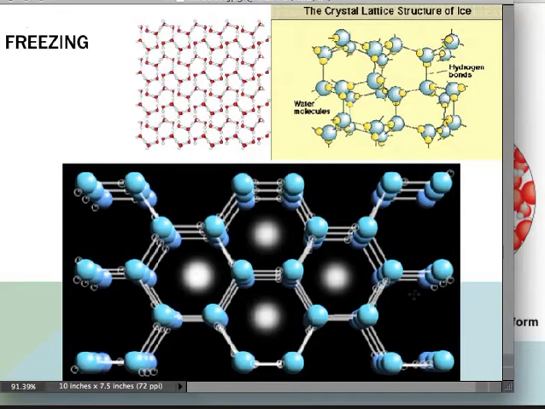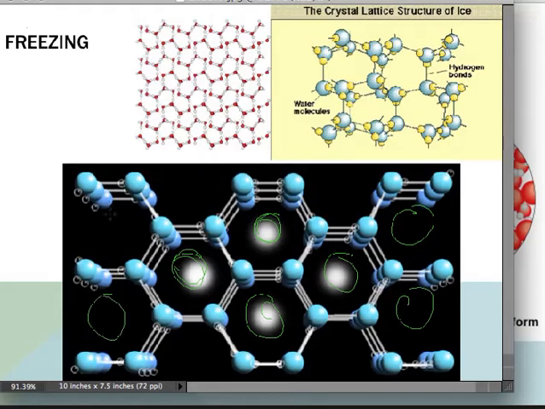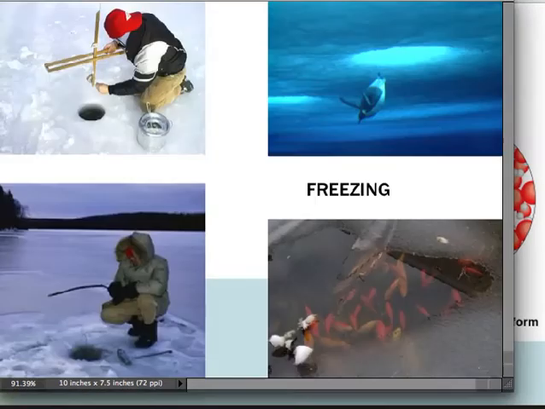If you look at a crystal lattice of ice, it looks very rigid and organized. That's because these are not moving around. These areas in the middle here are open. So these open spaces make water lighter or less dense when it is frozen than when it's liquid. And this is what allows you to fish on top of water and not fall through.